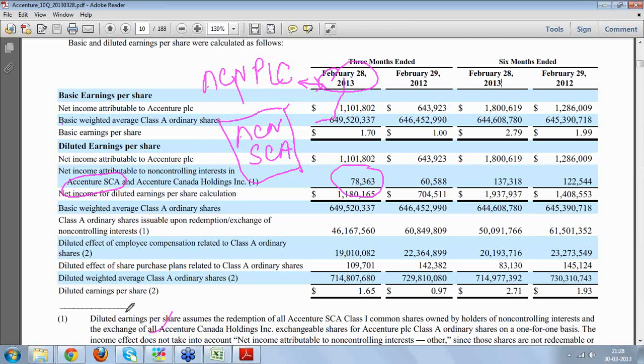Diluted earnings per share assumes the redemption of all Accenture SCA Class 1 shares owned by holders of non-controlling interest in exchange for this. So they can actually exchange one share of this for a share of Accenture PLC on a one-on-one basis. That's the reason why the dilution is coming. So against that, the number of shares that has gone up is this. So this is coming on account of redemption. If this is what you are considering in the dilution effect, your valuation earning should also go up by this one. But that's not what we have done so far.